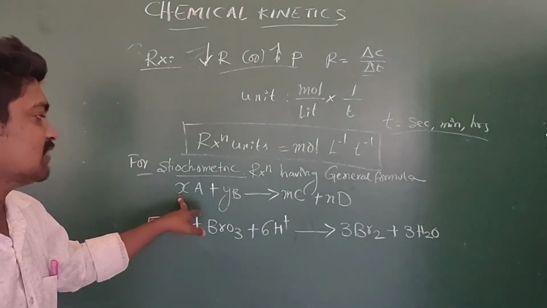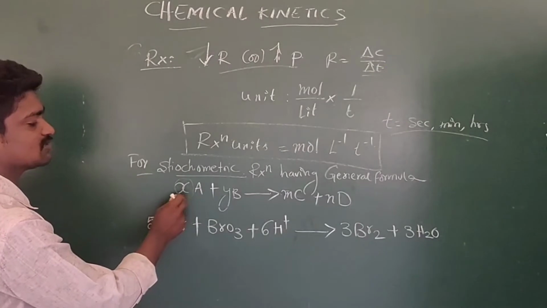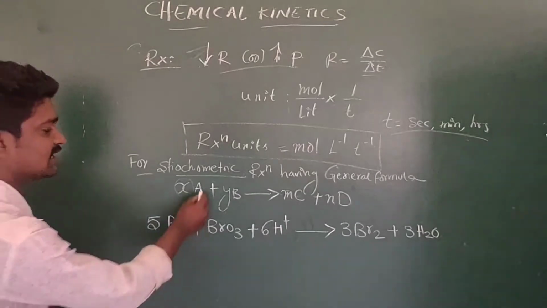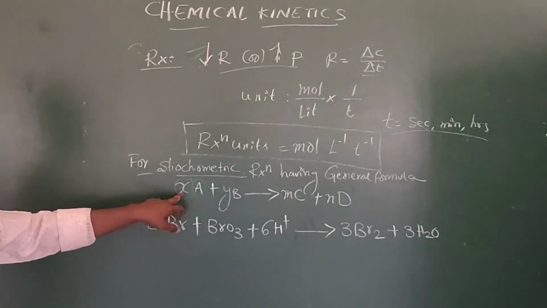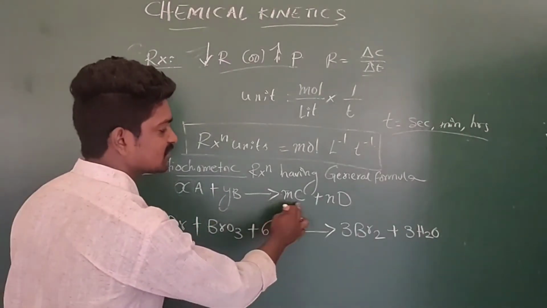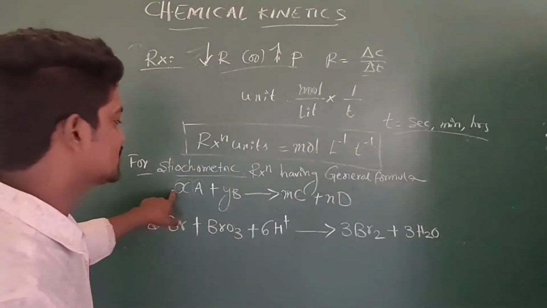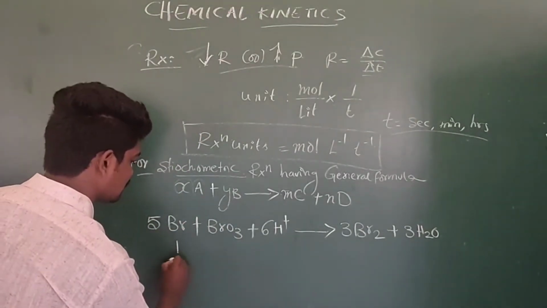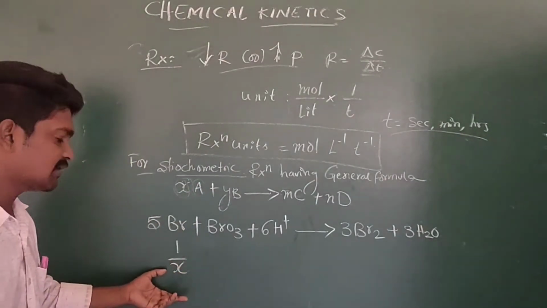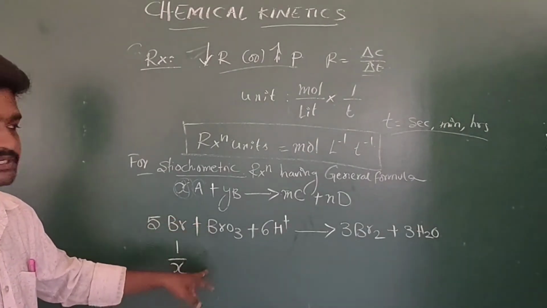Okay, so in the general formula, x is the molar concentration coefficient of reactant A, y is the coefficient of B, m is the coefficient of C, and n is the coefficient of D. We can write this equation like this: 1 by x. So the coefficients come to the denominator, with respect to the reactant side or product side.